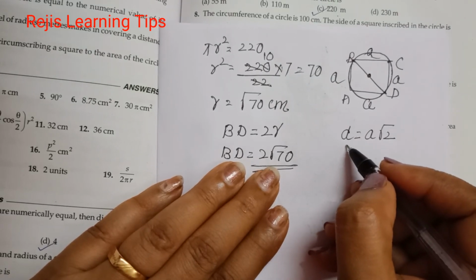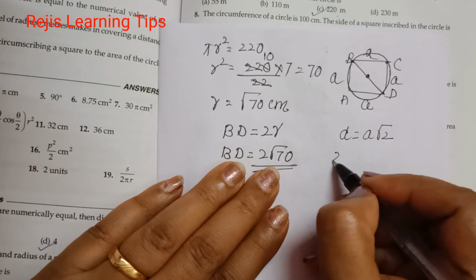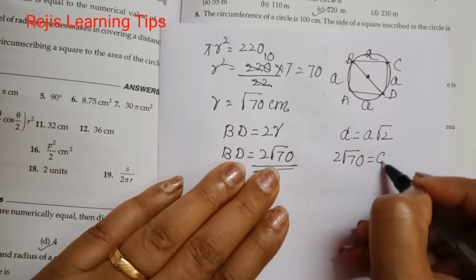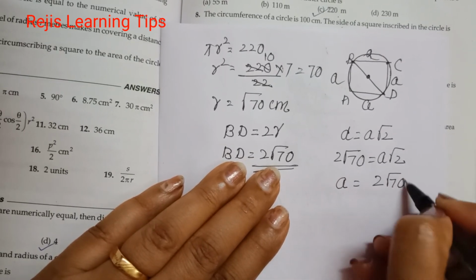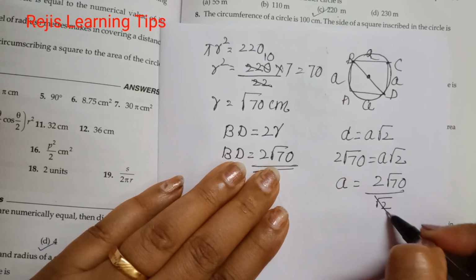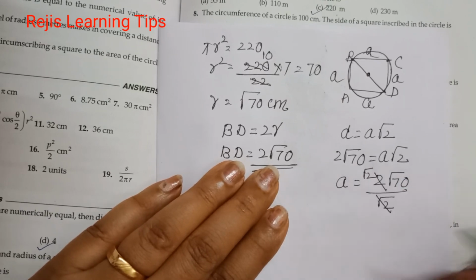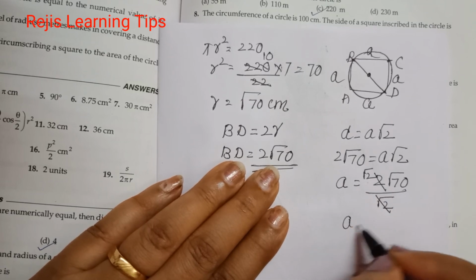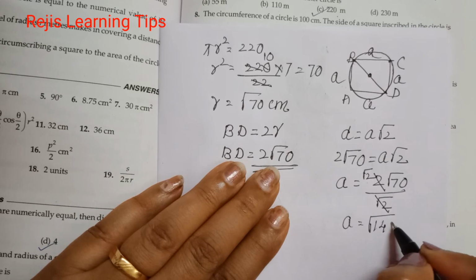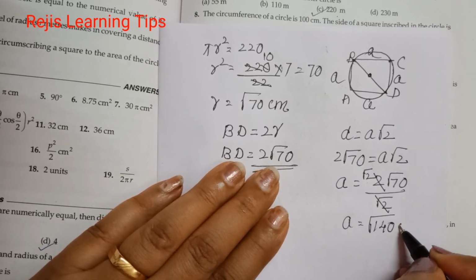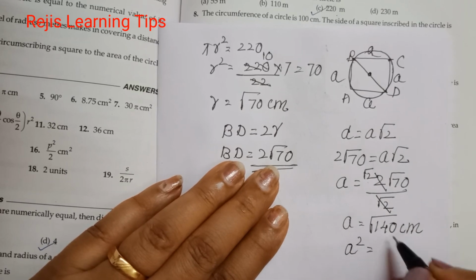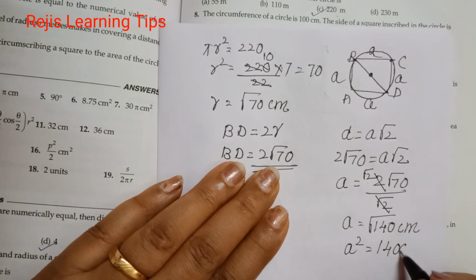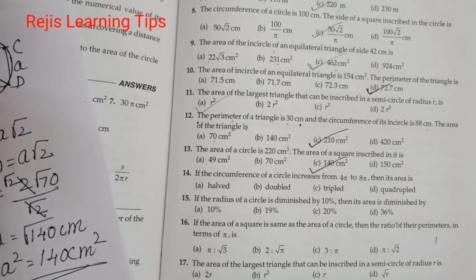Then BD, that is the diagonal of the square. So 2 root 70 is equal to A root 2. Therefore A is equal to 2 root 70 divided by root 2. We can cancel this root 2 and 2, that is also root 2. So root 2 into root 70 means A is equal to root of 140. That is the side of the square. Then we have to find the area of the square, that is A square is equal to root of 140 square, that is equal to 140 centimeter square. So our option is C, 140 centimeter square.